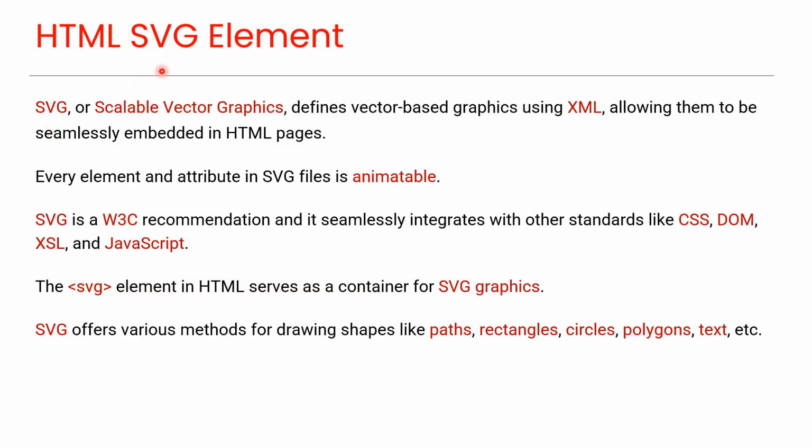HTML SVG element. SVG, or Scalable Vector Graphics, defines vector-based graphics using XML, allowing them to be seamlessly embedded in HTML pages. Every element and attribute in SVG files is animatable. SVG is a W3C recommendation and it seamlessly integrates with other standards like CSS, DOM, XSL, and JavaScript. The SVG element in HTML serves as a container for SVG graphics. SVG offers various methods for drawing shapes like paths, rectangles, circles, polygons, text, etc.